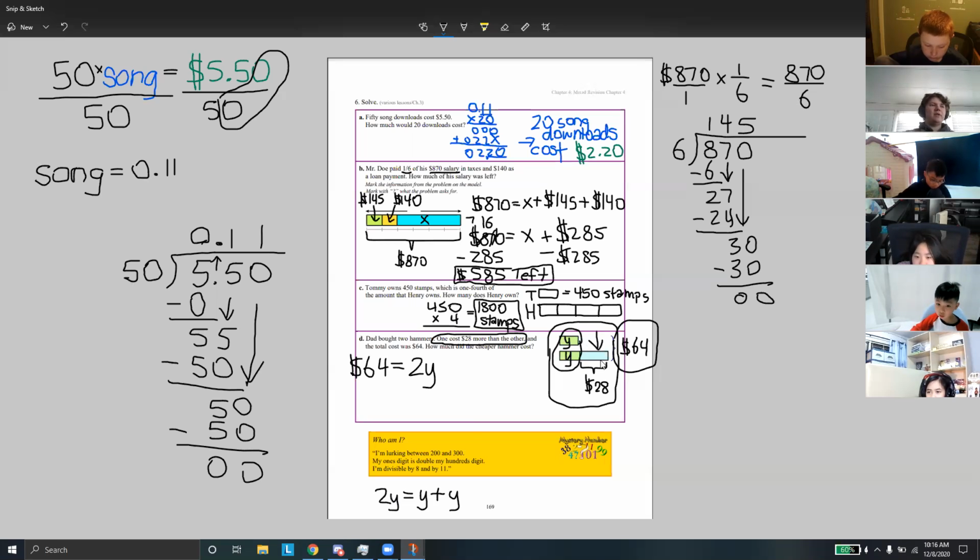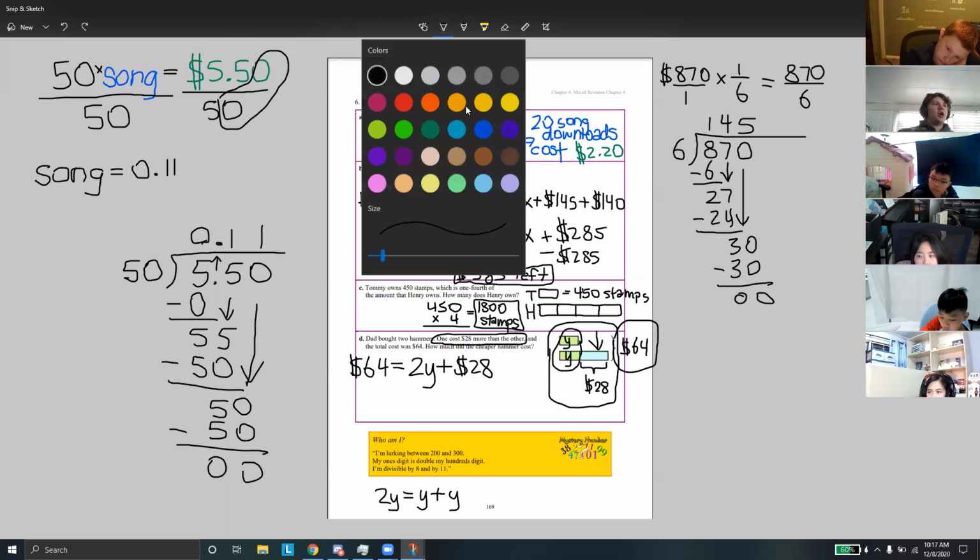And then we also have a plus $28. Why does this work? Well, we know that Dad bought 2 hammers. One cost y, so we have a y in there. And then the other cost $28 more than y. That's going to be another y, 2y, plus $28. And then we know both of them together, 2y plus 28, is equal to $64.